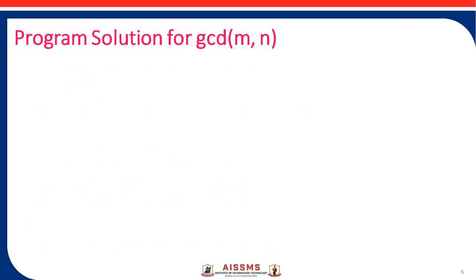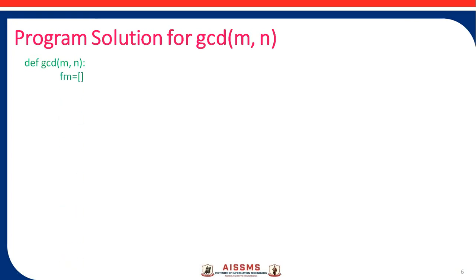So here is the program solution for our problem, finding the GCD of m and n. Here I have used one function. The name of the function is GCD of m and n. m and n are the two inputs, or two numbers, we are providing to that particular function for calculating the GCD. def is the keyword which is used for defining our function.